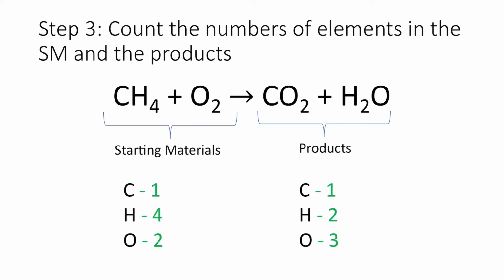Step 3 is to count the number of elements in the starting materials and the products. In the starting materials, I have 1 carbon and 4 hydrogen from the methane compound, and 2 oxygen from the oxygen compound. On the product side, I have 1 carbon, 2 hydrogen, and 3 oxygen, 2 of them from the carbon dioxide compound, and 1 of them from the water compound.